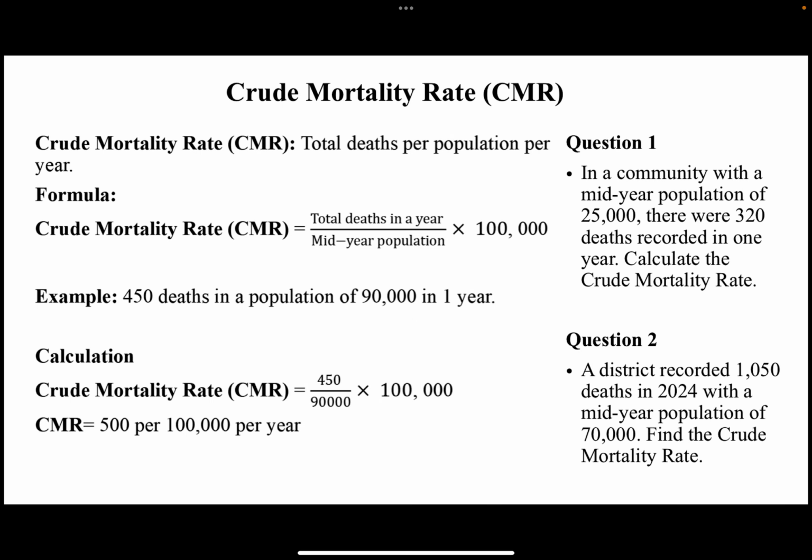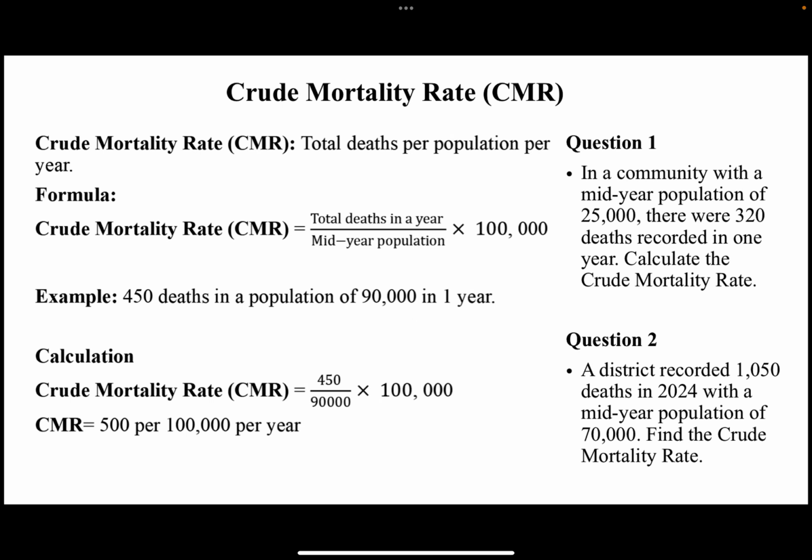70,000. Okay, then you multiply by 100,000. You are going to get 1,500. So that means that you are going to express your answer this way: 1,500 per 100,000 per year.